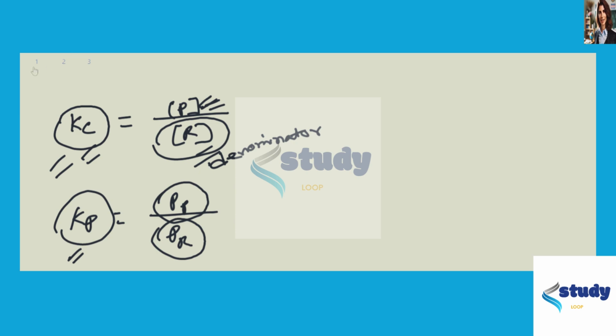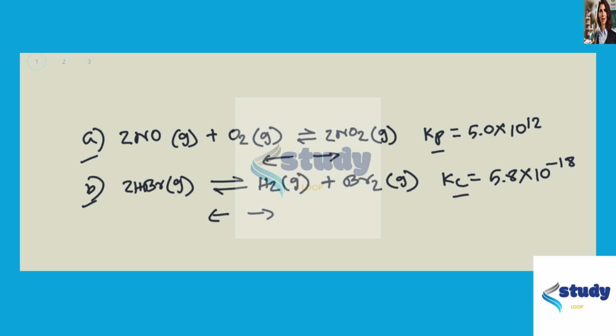of the reactant. From here we can easily see that the Kp value for the first reaction is very high. It's 5 times 10 to the power 12. That means it's a very high value. And as you have seen, a very high value of an equilibrium constant means the equilibrium will lie to the right or favor the formation of the product.